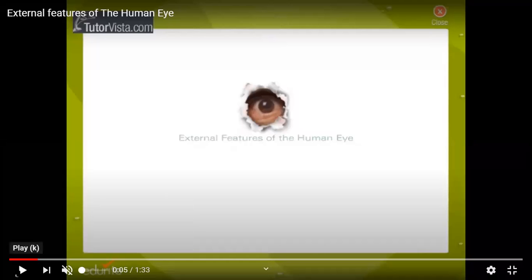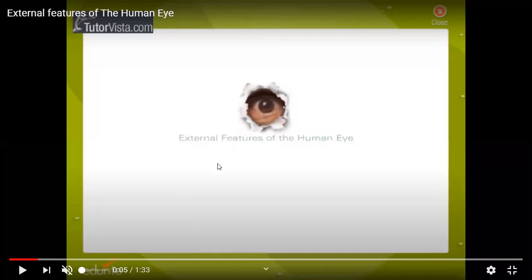Okay. So now if you can see this screen, this contains the external features of the human eye. You can see the eye is shown here. When we see the eye from the front, we mainly see the white portion of the eye, and we see the circled portion that is there inside. And inside that brown circle portion, there is another circular portion, the black colored portion, which you can see here.